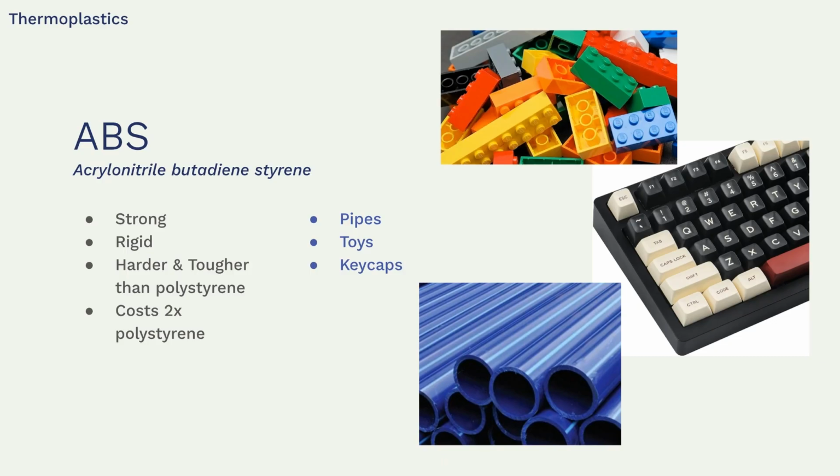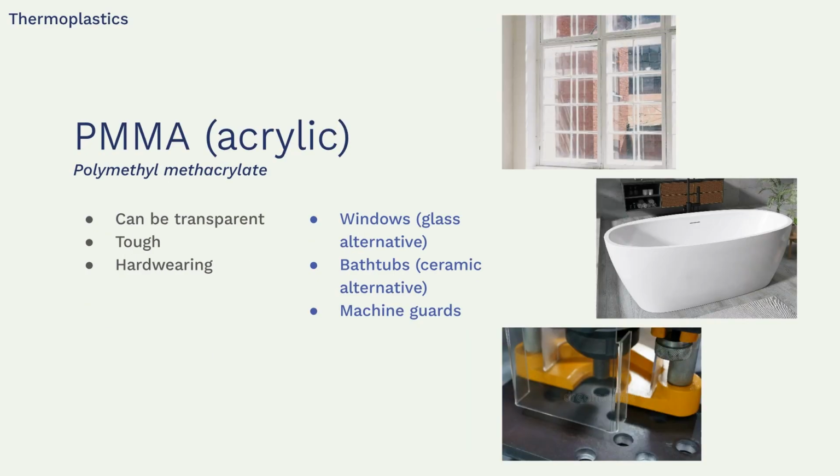First, we have ABS. I'm not even going to try to pronounce its full name. It is strong and rigid, and it's harder and tougher than polystyrene, but costs twice as much. In terms of use cases, it's used for pipes, toys, and keycaps.